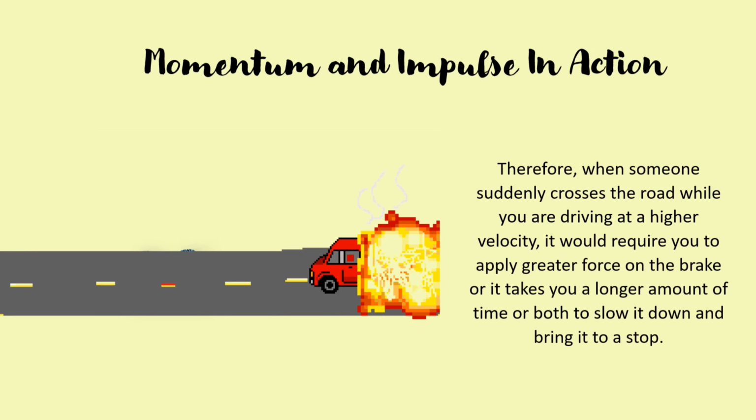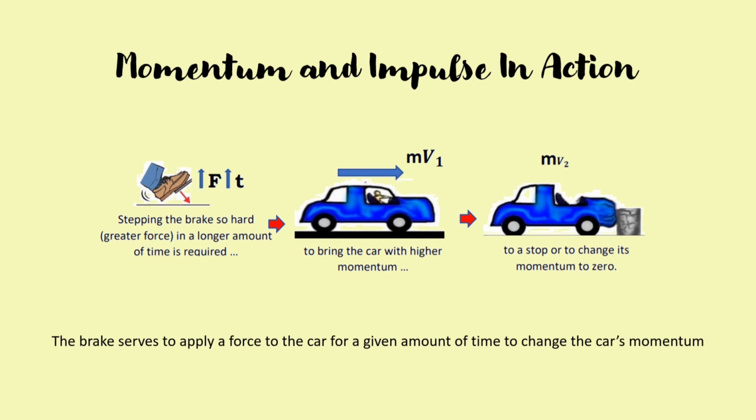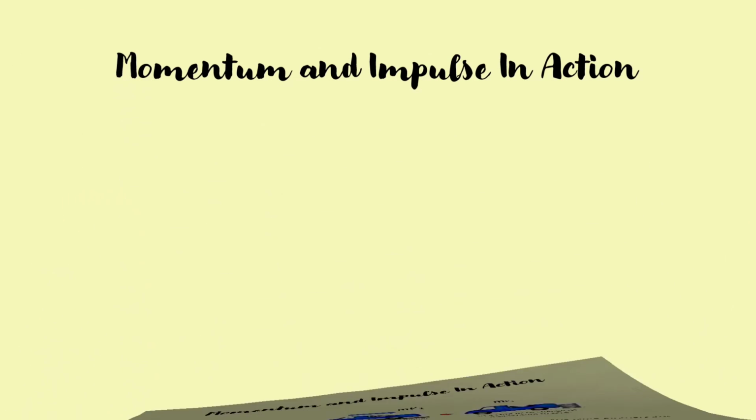In this case, force and time are important to look at. The brake serves to apply a force to the car for a given amount of time to change the car's momentum. This amount of force applied multiplied by the duration of time it was applied is called impulse. And the greater the impulse, the greater the change in momentum. And to change the impulse, you can either increase or decrease the force applied and the time of contact.